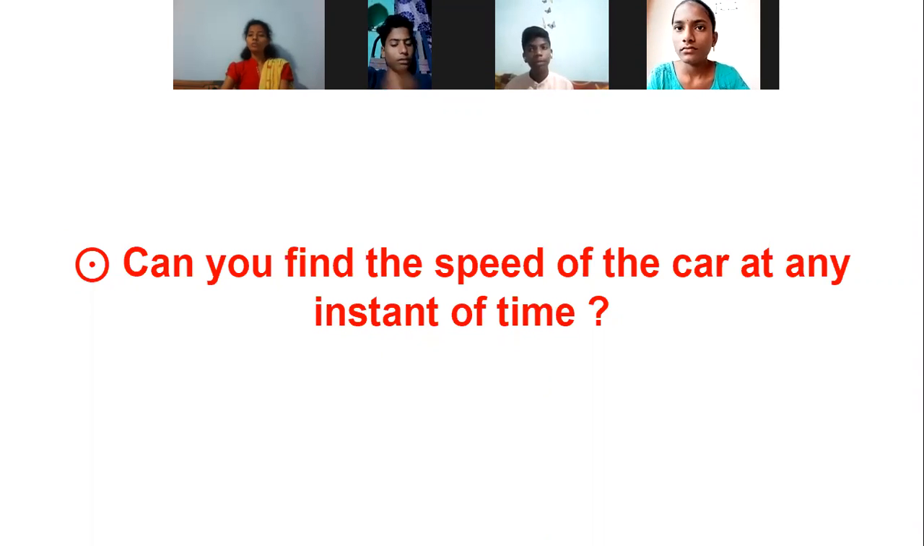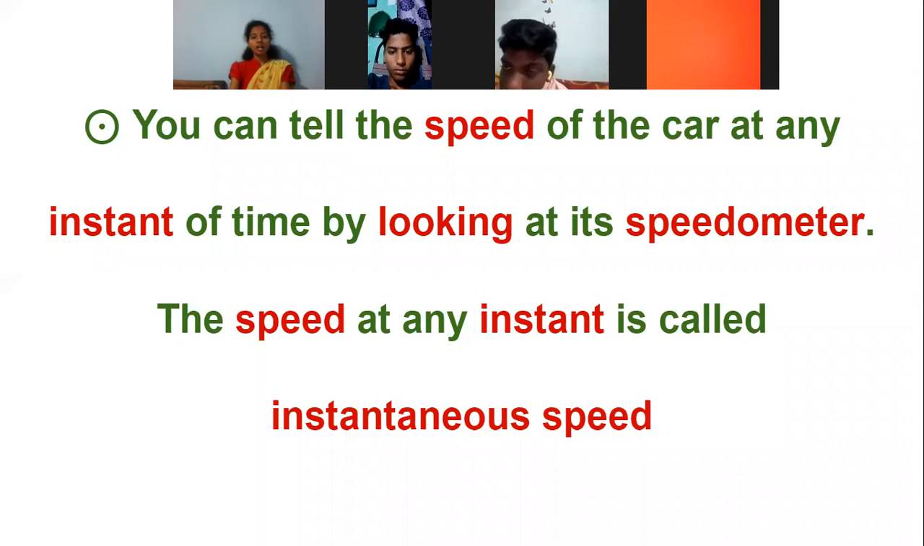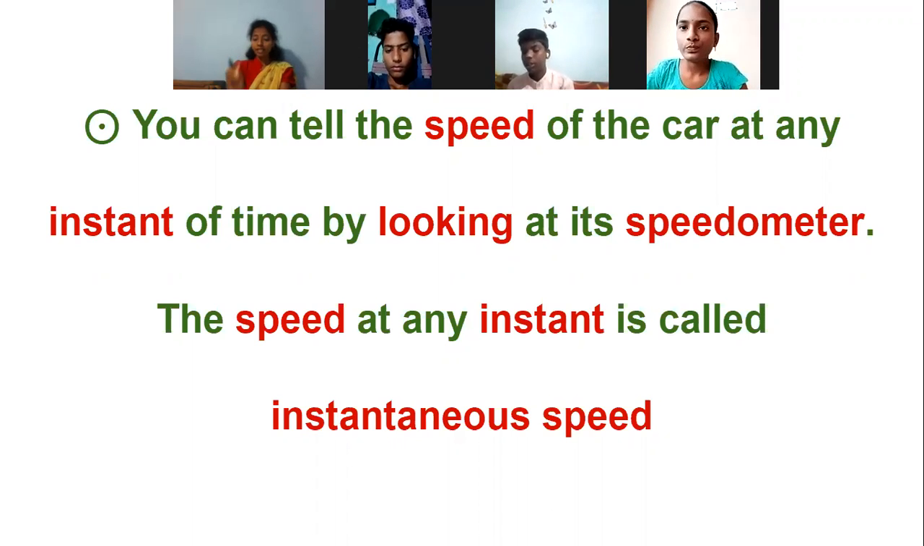See here. Can you find the speed of the car at any instant of time? At any instant of time. You can tell the speed of the car at any instant of time by looking at its speedometer. Yes, by looking at a speedometer, we can say the instant speed of the vehicle. So the speed at any instant is called instantaneous speed.